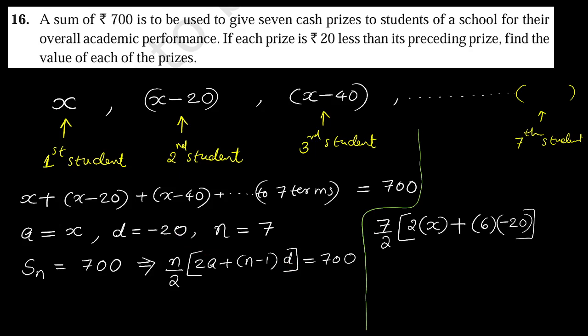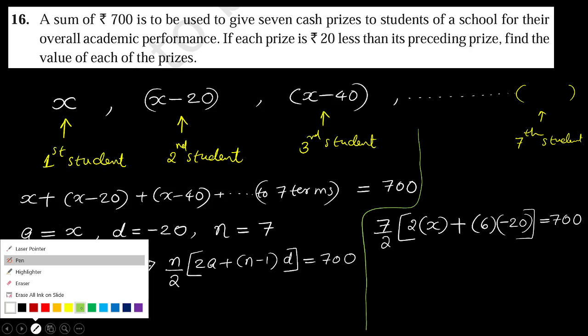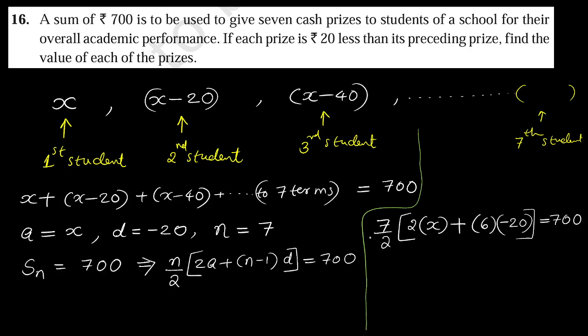This is Sn, which is equal to 700. If I get the value of x, definitely I will get the answer. So in the next step, what we can do is transfer the 7 by 2 to the other side. 7 by 2 becomes 2 by 7 on the other side, the reciprocal. So on the left side, 2x is there, and minus 120 is there.